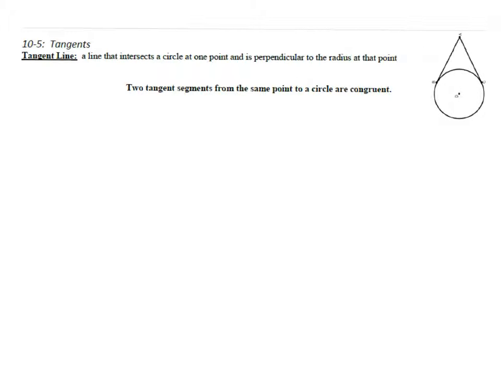Tangents are a very important part of math as you keep moving forward. Tangent lines are the basis of calculus in more advanced math. But today we're just going to touch on simple little tangents of a circle. A tangent line in a circle is a line that intersects the circle at one point and is perpendicular to the radius at that point.